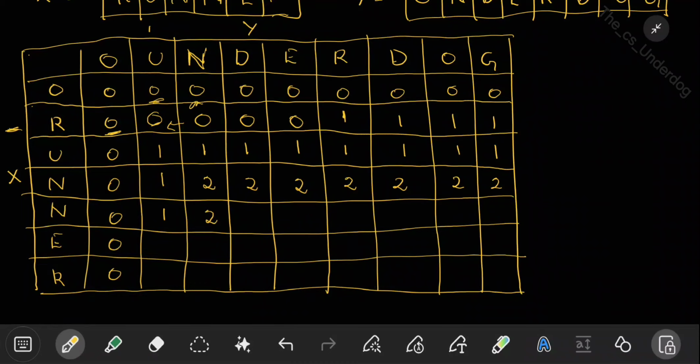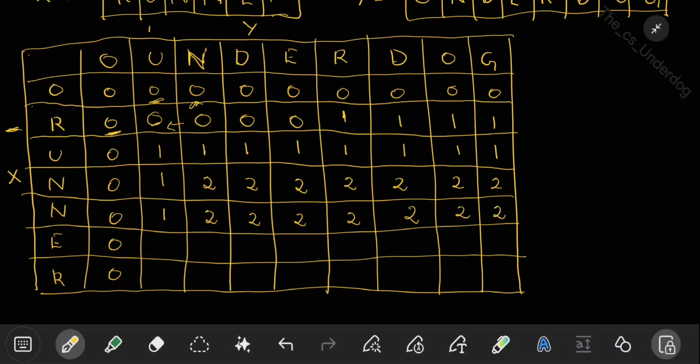What about N and D? N and D do not match. So you will see top and left both have 2. So you will write 2 here. Similarly, N and D do not match. N and R do not match. So all these do not match. So I am simply writing 2 all over.